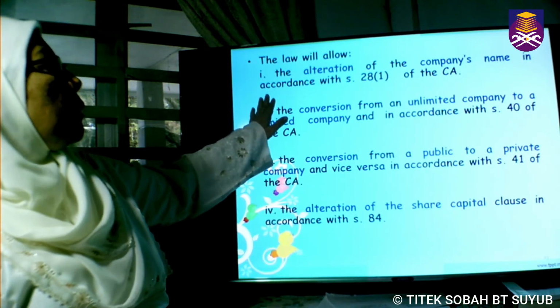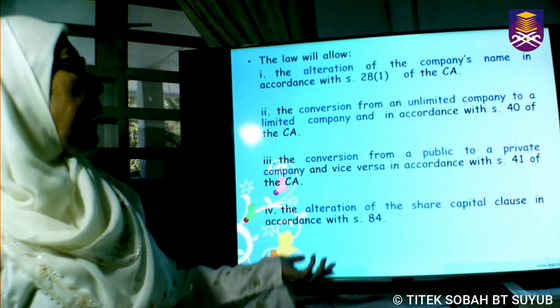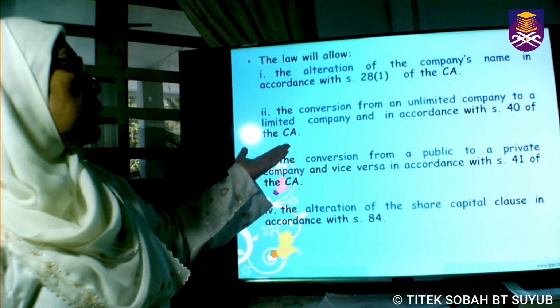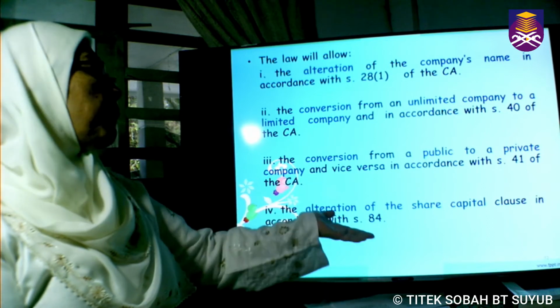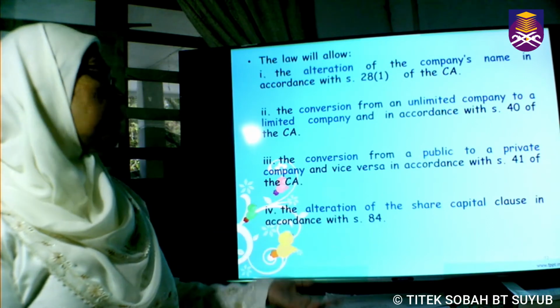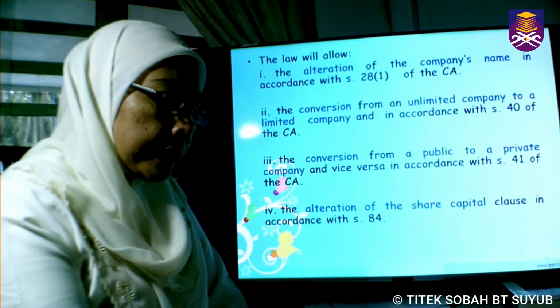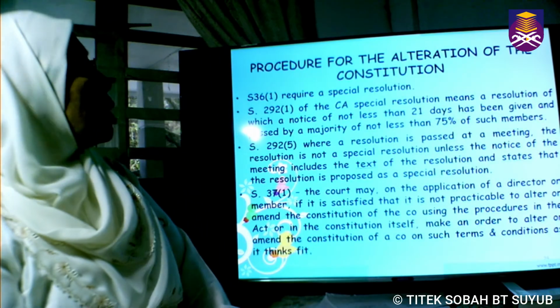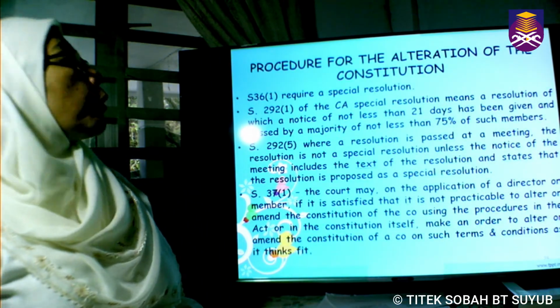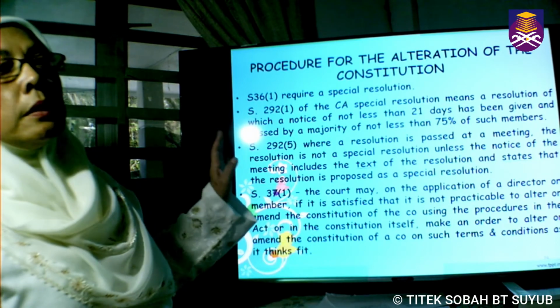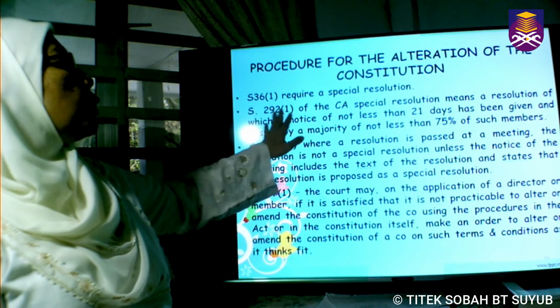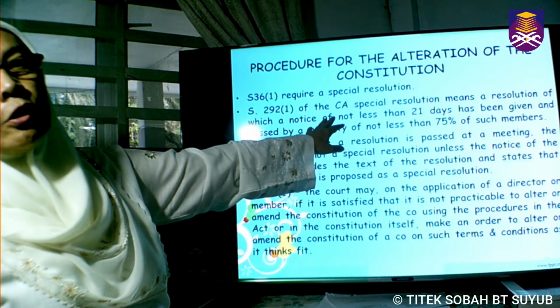For example, to alter the company's name, conversion from a limited company to an unlimited company, conversion from a public company to a private company, alteration of the share capital clause. Okay, this is actually allowed to be altered. So what is the procedure? What is the procedure which is to be followed? Just now I have highlighted to you. It must be through a special resolution. What is a special resolution?